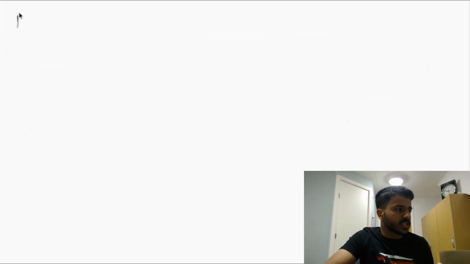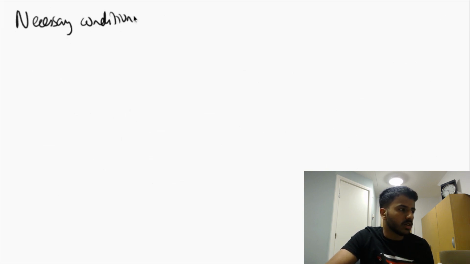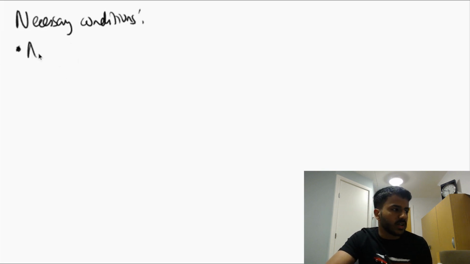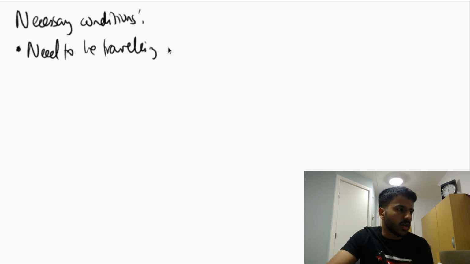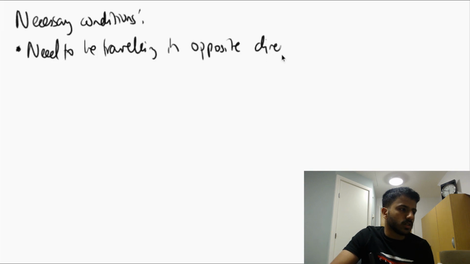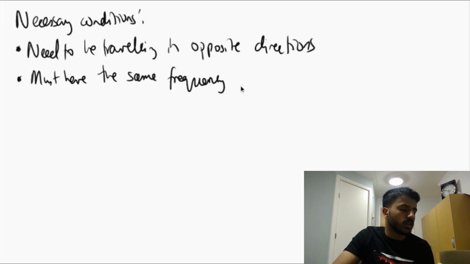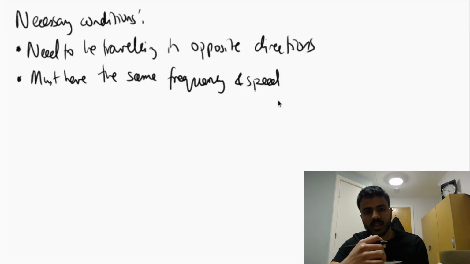There are a couple of necessary conditions in order for this standing wave to form. Firstly, these two waves need to be travelling in opposite directions, and they must have the same frequency and speed. And because of v equals f lambda, they also have the same wavelength.